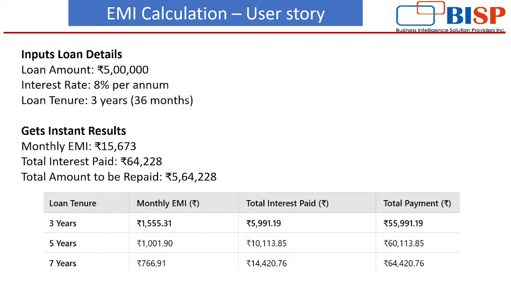1,555, and the interest amount is there. What is the interest he is going to pay, and then what will be the total amount if he pays it in 3 years. And likewise the calculation can be done for 5 years and 7 years, so that he can make comparison.